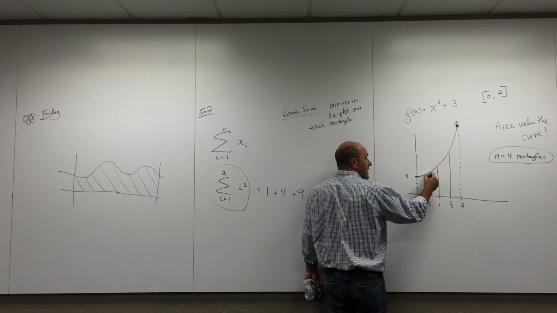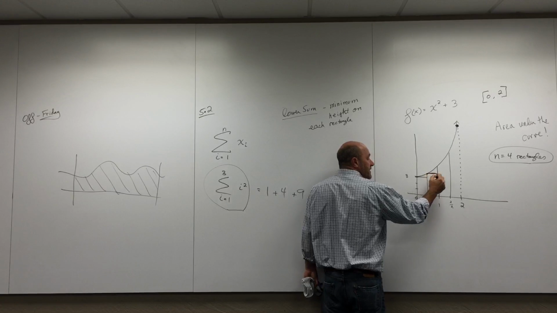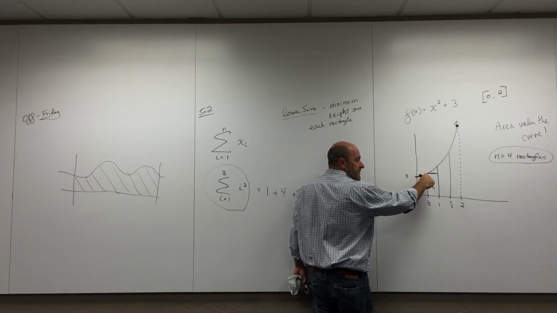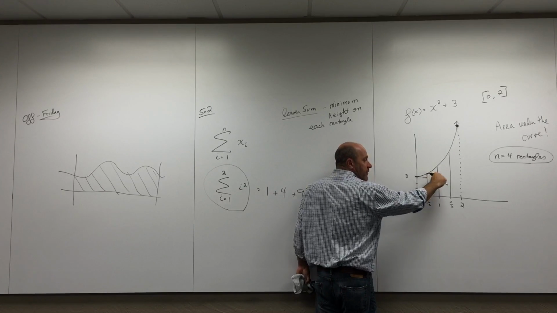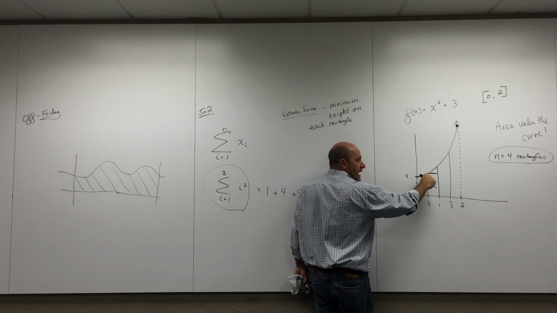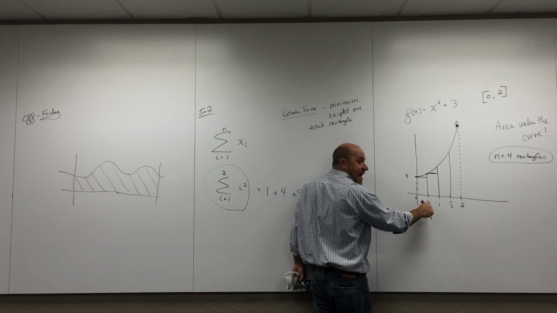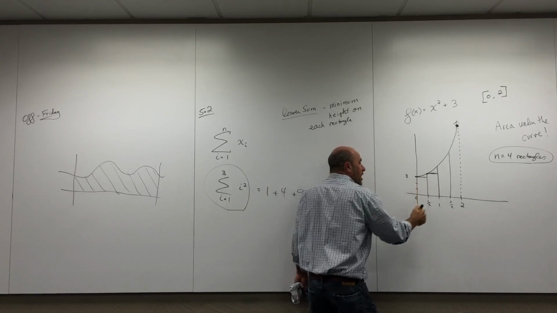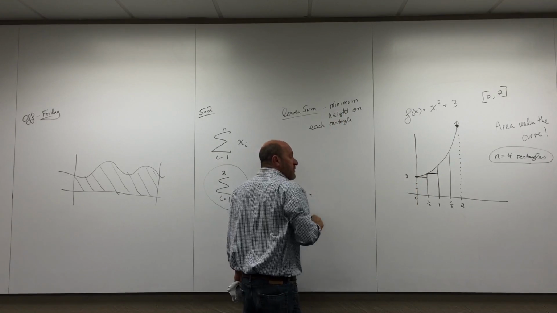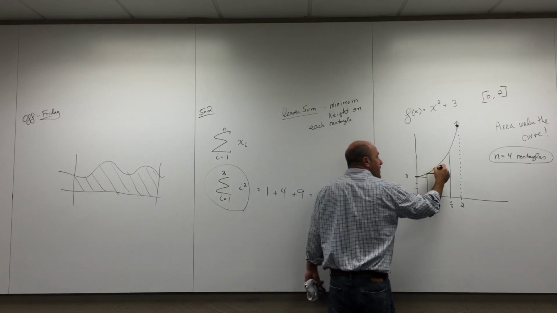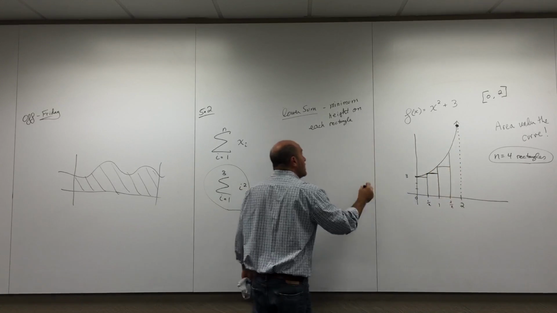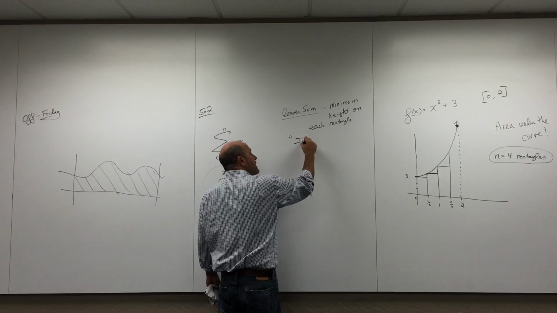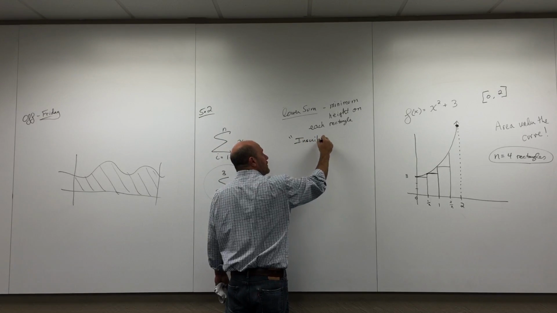Right here? Yep. Right here. Which again, that's the minimum value. I'm going to cut off the top. I'm going to make that a rectangle, and I'm using this 1/2, this left endpoint. I'm doing what's called a lower sum, and when I start to draw these rectangles, what I'm drawing here is, I'm going to write this, I'm doing inscribed rectangles.